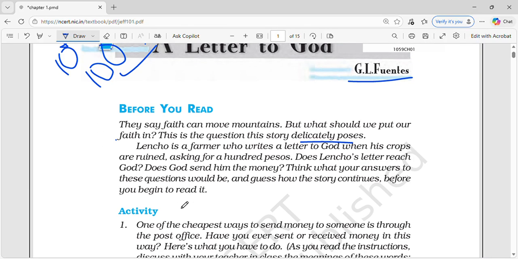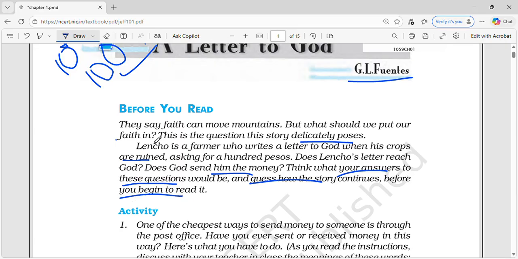So over here, Lencho is a farmer who writes a letter to God when his crops are ruined, asking for 100 pesos. Does Lencho's letter reach God, and does God lend him money or send him money? Think of what your answers to these questions would be, and guess how the story continues before you read it.